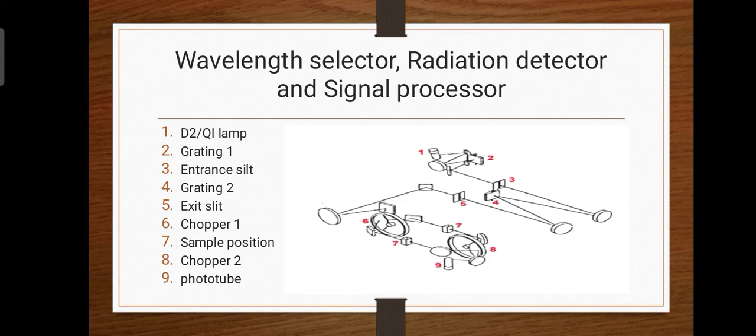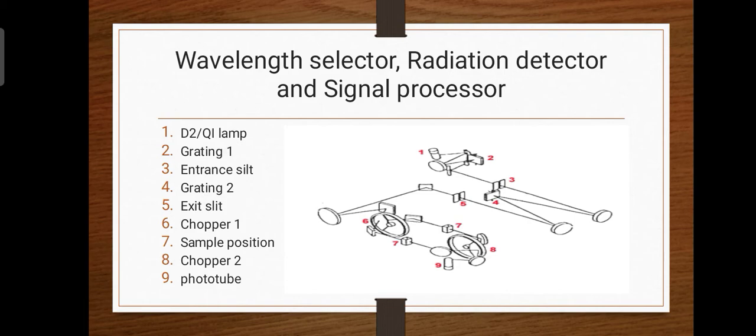Then the next part of the wavelength selector, radiation detector, and signal processor is the entrance slit. It isolates a thin beam of radiation coming from the filter wheel and limits the range of incidence angles. Grating two is a holographic grating that disperses the radiation, allowing a very precise selection of wavelengths. The grating is 30 by 35 millimeters in size and can move between wavelengths at 3000 nanometers per minute.